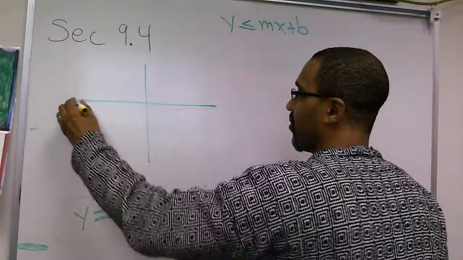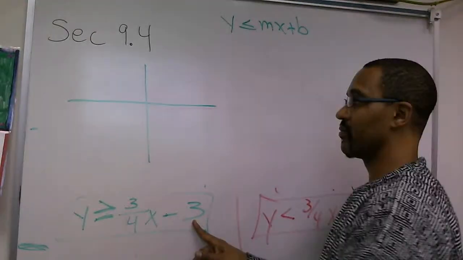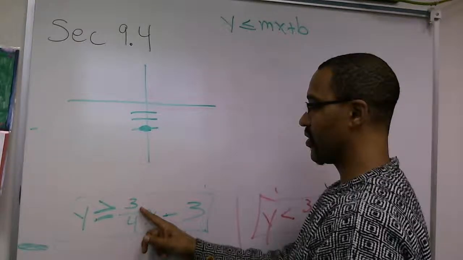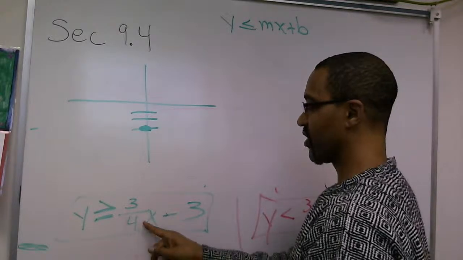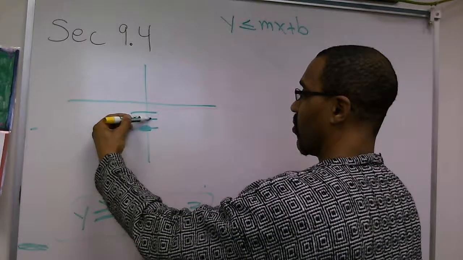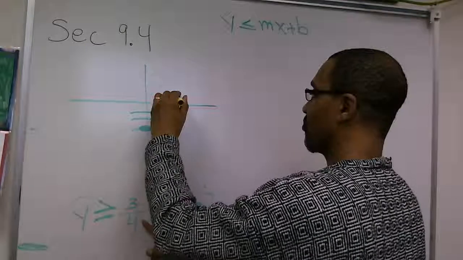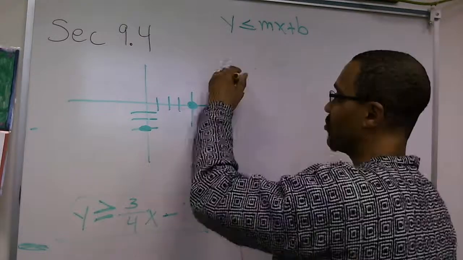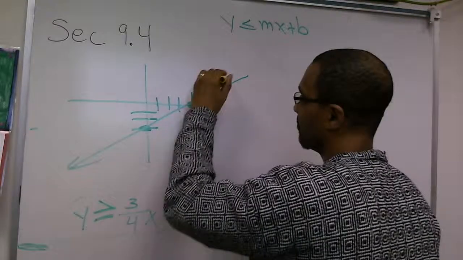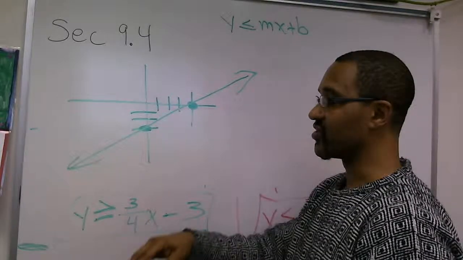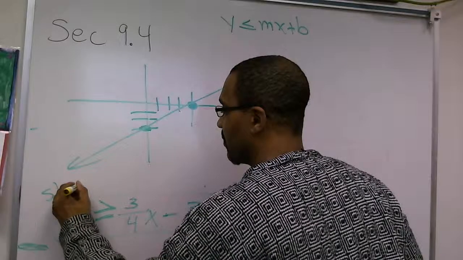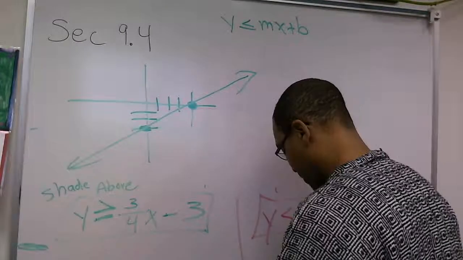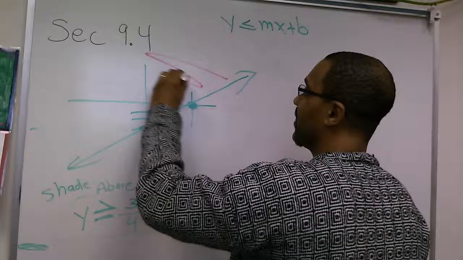Here's our graph. We begin at the y-intercept. 1, 2, 3. That's where we begin. Slope is 3/4. Rise, run. Rise 3. 1, 2, 3. Run 4. 1, 2, 3, 4. That's where the second point goes. Greater than or equal to has a solid line. Greater than means above, so we will shade above. Greater than or equal to is above. So that means you're going to actually shade above the line.